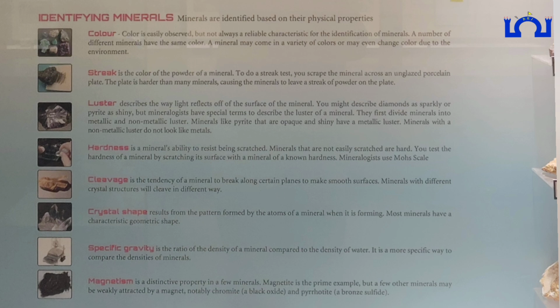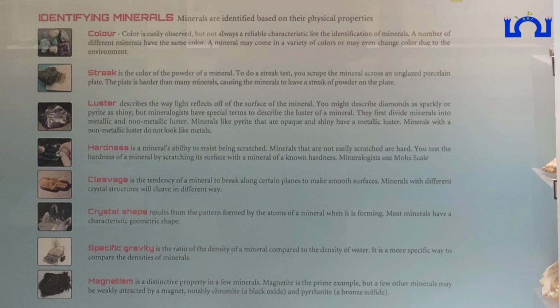Then followed by luster, which describes the way light reflects off the surface of minerals, and it describes diamonds as sparkly and pyrite as shiny. But mineralogists have special terms to describe the luster of minerals. First, I divide minerals into metallic and non-metallic. Minerals like pyrite that are opaque and shiny have a metallic luster. Minerals with a non-metallic luster do not look like metals.